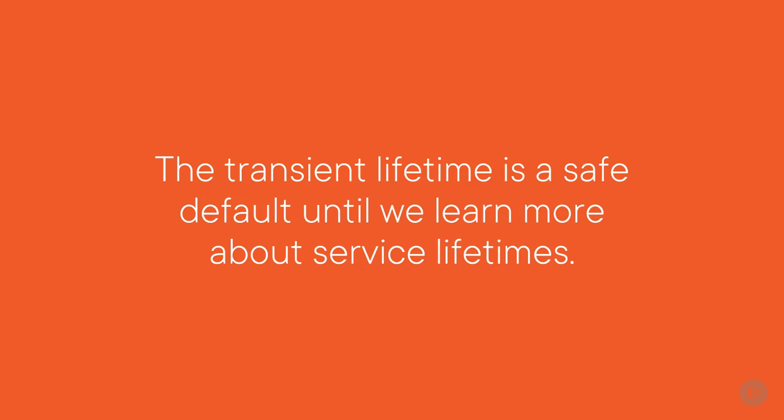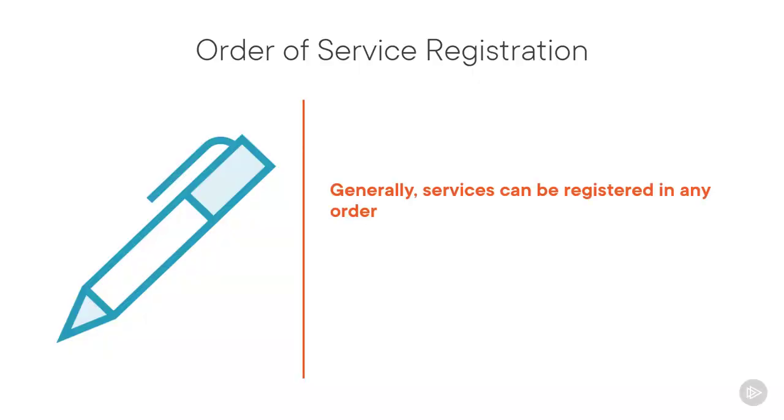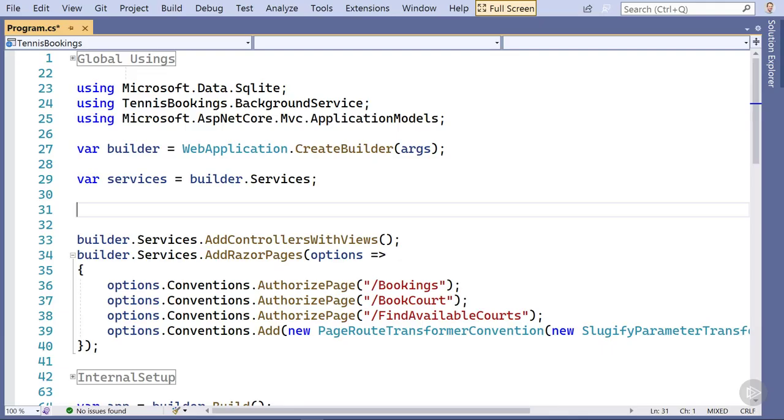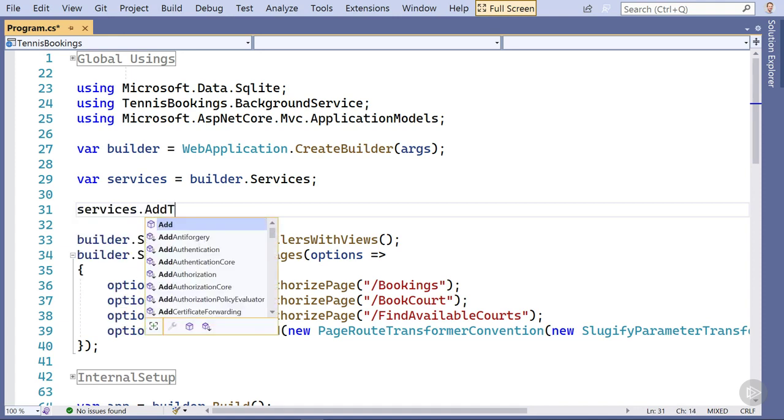The order of service registrations is generally not important. They can occur anywhere before Build is called on the WebApplicationBuilder. One situation where order should be considered is if you find yourself registering multiple implementations of an interface. We'll discuss this scenario in much more detail in the module called Registering More Complex Services. I prefer to register my application services before the framework and third-party services, so they're more visible at the beginning of the file.